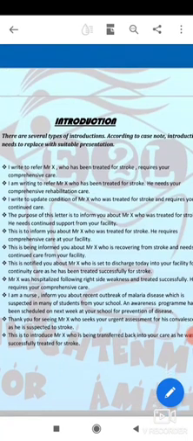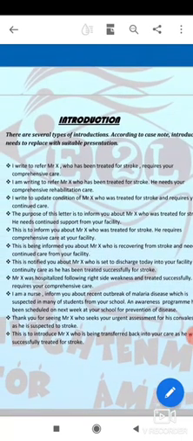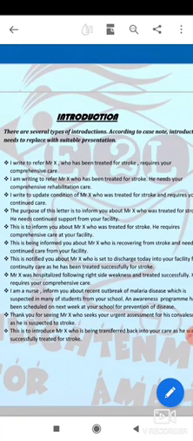Okay, now we'll read the introduction. The purpose of this letter is to inform you about Mr. X, who was treated for stroke, he needs continued support from your facility. Okay, now we'll go with the next introduction: this is to inform you, this is being informed you, and this is to notify you. Alright, so there is no difference in this kind of letter, but as you go with the sound, there are differences.